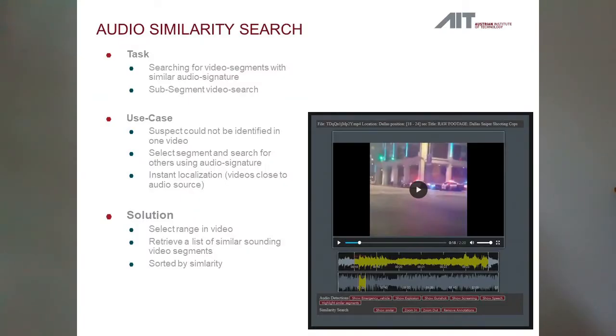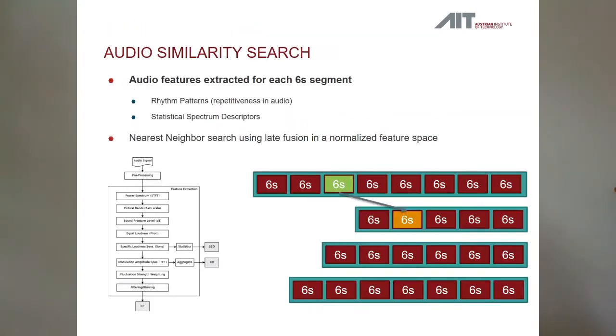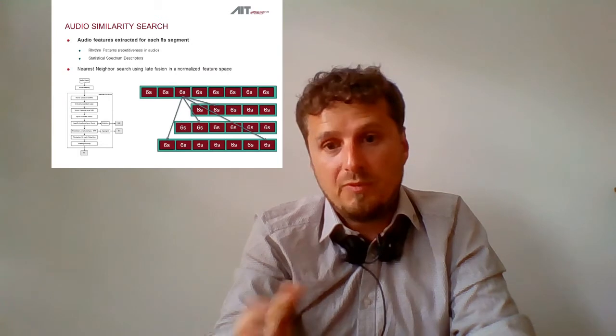But what happens if you spot a suspect in a certain video, but you cannot identify that person because they are looking away from the camera? The provided solution is that you select a range in the video and retrieve a list of similar sounding video segments. The implementation is based on a set of audio features which provide rhythmic descriptions as well as general spectral statistics. These features are extracted for all 6 second segments of a video, for all videos. Audio similarity is then calculated based on the nearest neighbor approach using Euclidean distance.